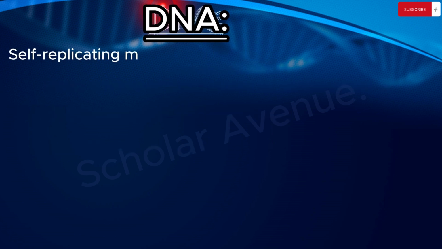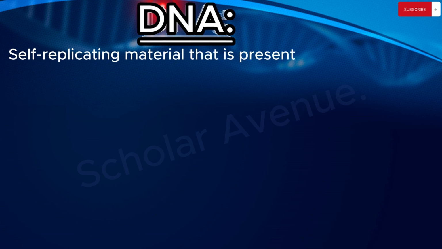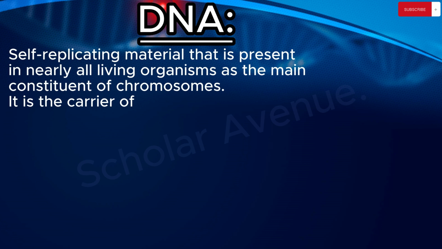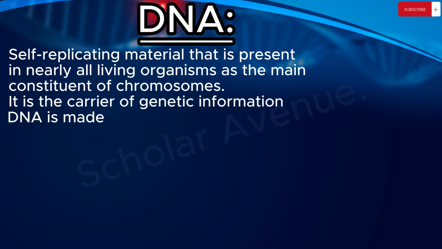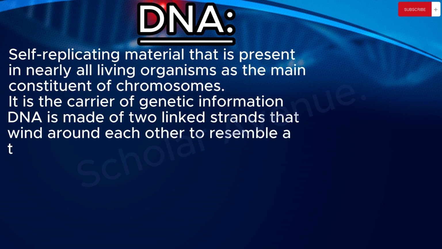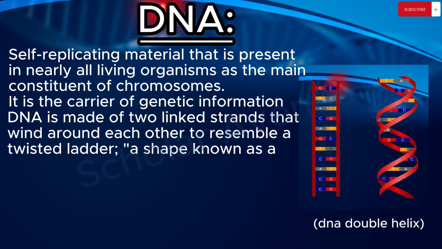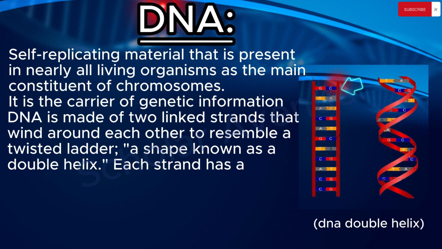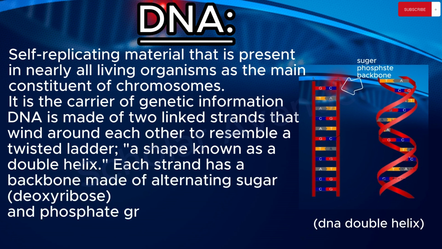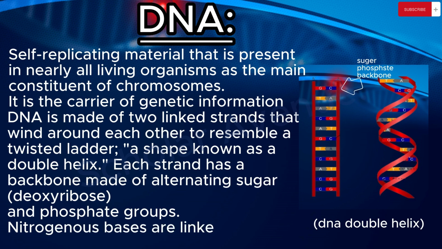DNA can be defined as self-replicating material that is present in nearly all living organisms as the main constituent of chromosomes. It is the carrier of genetic information. DNA is made of two linked strands that wind around each other to resemble a twisted ladder, a shape known as a double helix. Each strand has a backbone made of alternating sugar deoxyribose and phosphate groups. Nitrogenous bases are linked to each sugar.